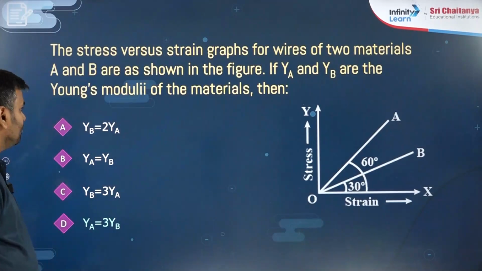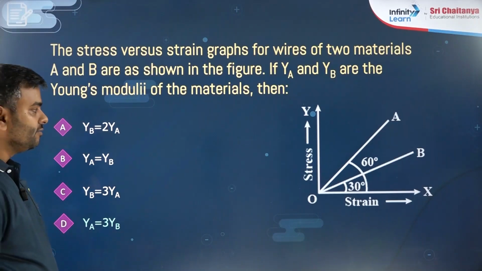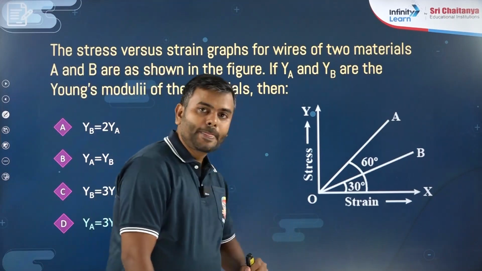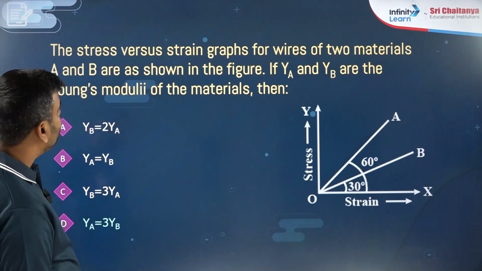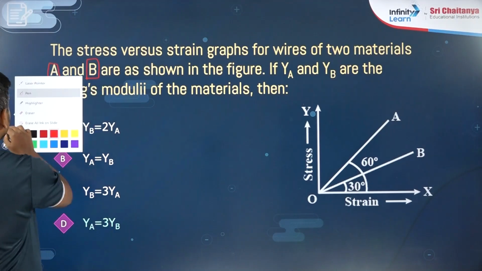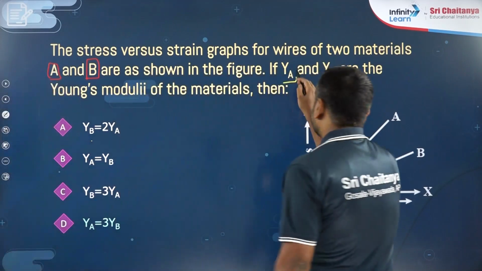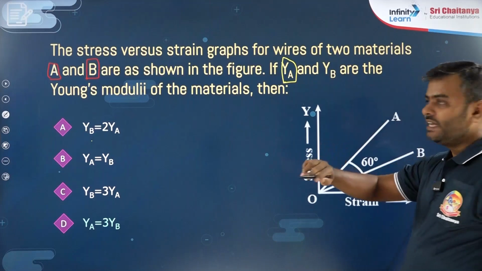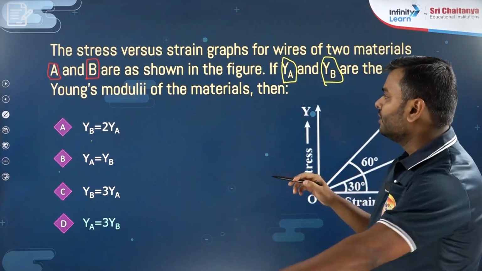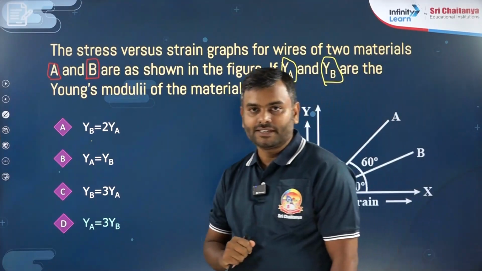Again, now you can see in this particular question, the stress versus strain curve. This graph is given, and this graph is a graph between stress and strain, for wires of two materials A and B. So we have material A and material B. If YA is the Young's modulus of material A and YB is the Young's modulus of material B, they are asking us to find out the relation between the Young's moduli of elasticity of the two materials.